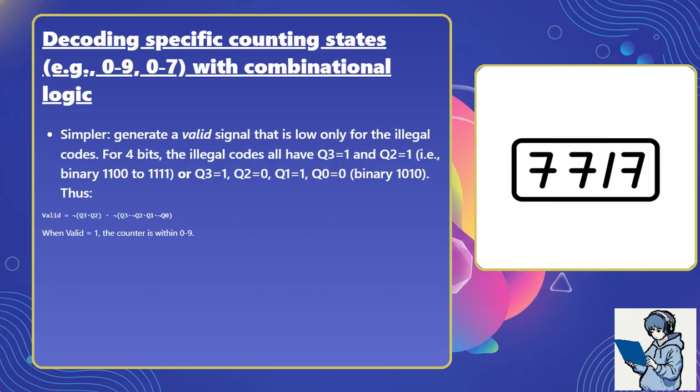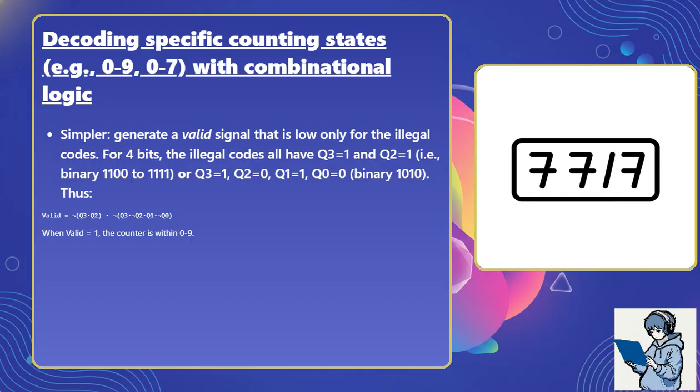Simpler, generate a valid signal that is low only for the illegal codes. For 4 bits, the illegal codes all have Q3 equals 1 and Q2 equals 1, that is binary 1100 to 1111, or Q3 equals 1, Q2 equals 0, Q1 equals 1, Q0 equals 0, binary 1010.